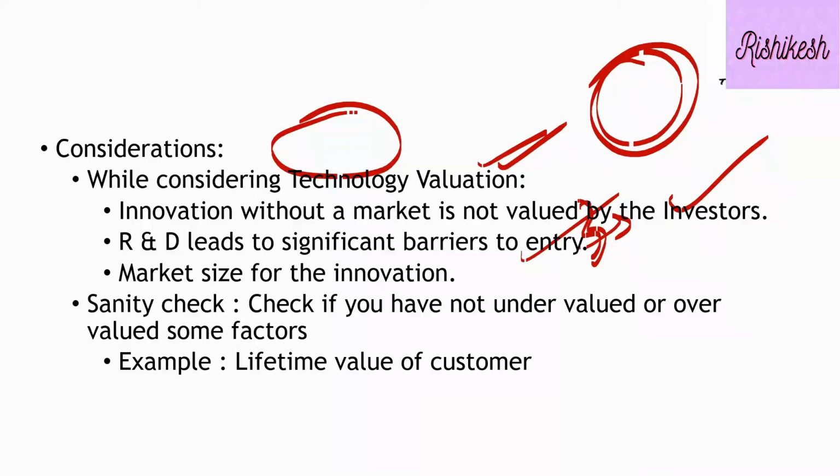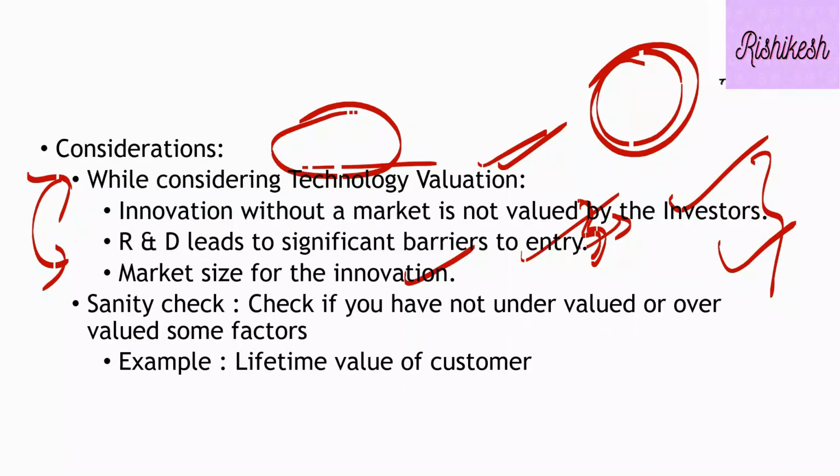The third thing is that market size for innovation is very important, and these 2 points are very much related, right? So you've got a market for your innovation, but then you should have a decent market size for that innovation. If you have a very small market size, it's again not that attractive, right? So you should have a good market size for that innovation. So while you are considering the technology category, these 3 points have to be taken into consideration.